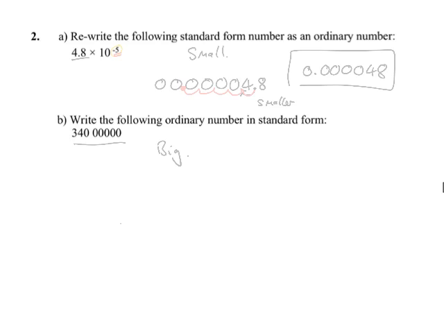For B, the first thing you notice is this is a big number. It's not a decimal number like our answer to the preceding question. So we have to have a positive index.